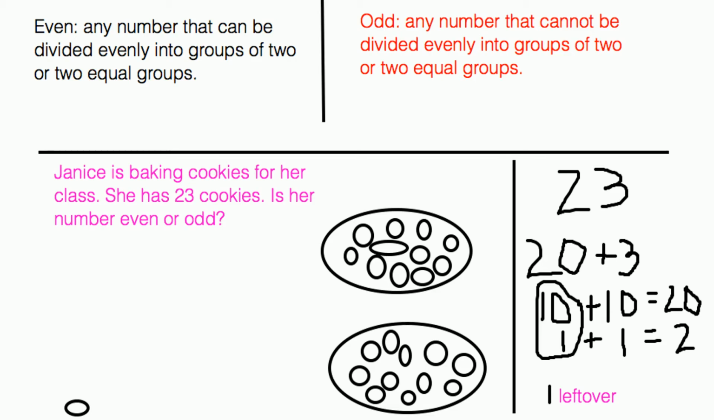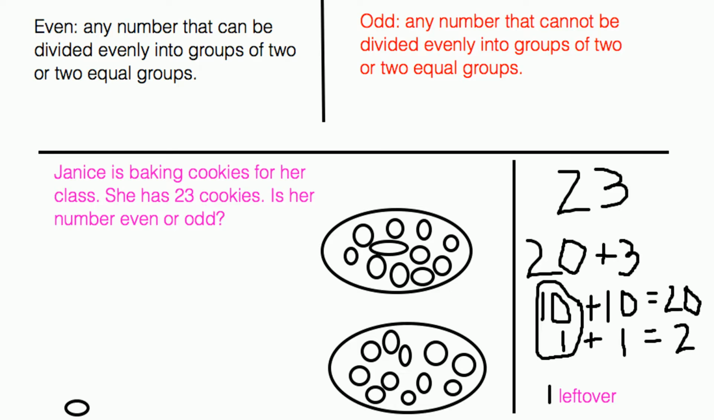As you can see, in my first strategy, I took the 23 cookies and I placed them into 2 equal groups, Group A and Group B. That being said, when I did that, I had 1 left over. I could not put that into one or the other group, or the number would have been uneven.